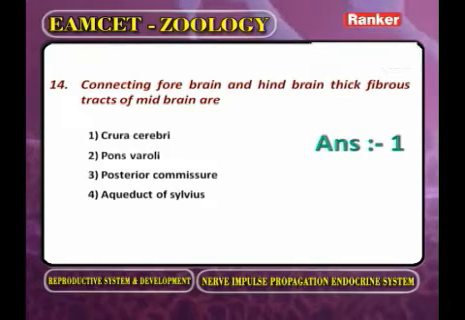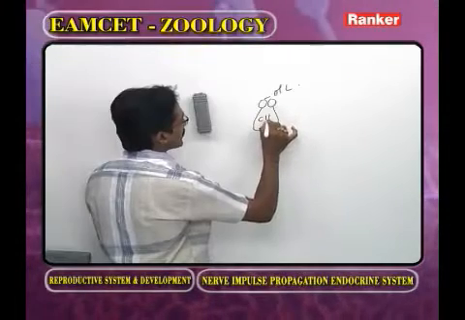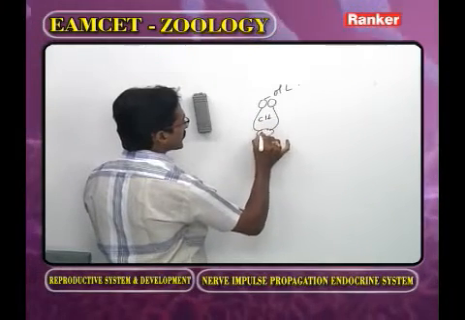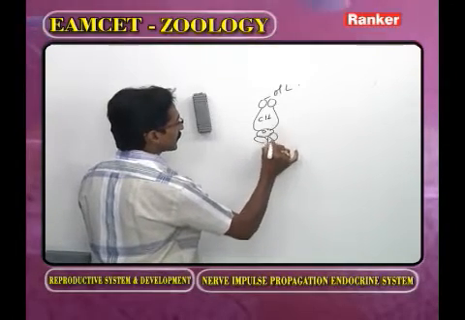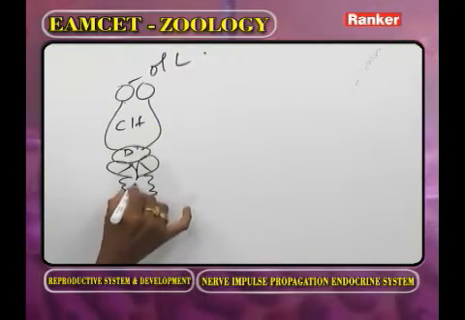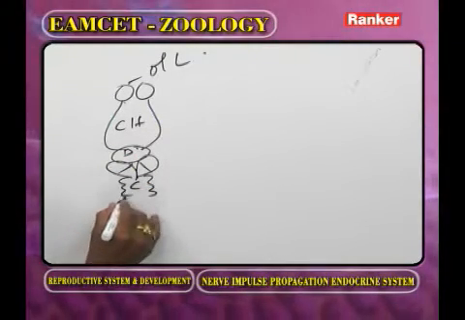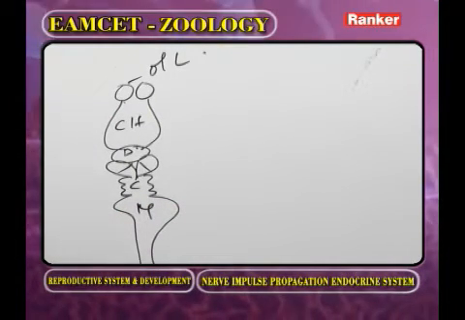Connecting forebrain and hindbrain are thick fibrous tracts of the midbrain. As we observe the forebrain, these are called the olfactory lobes, and these are called the cerebral hemispheres, and this one we call the diencephalon. These are called the optic lobes, and this one, C, means cerebellum, and this one, M, means medulla oblongata.